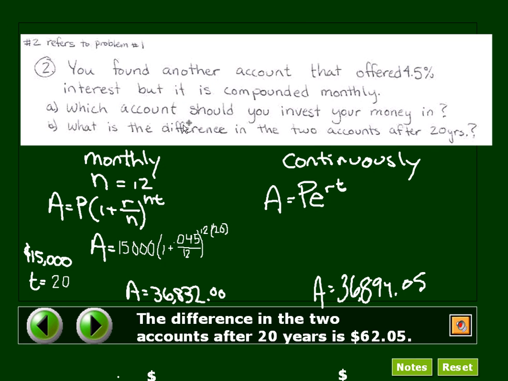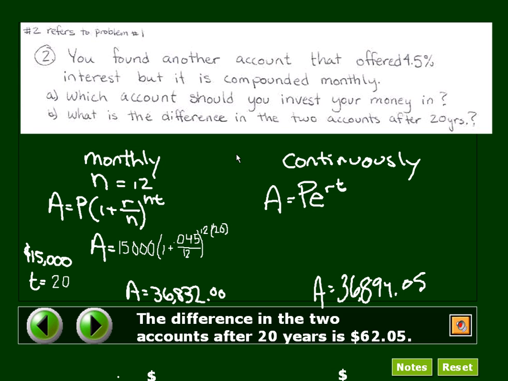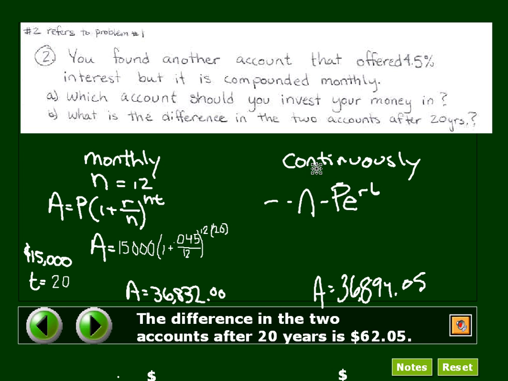Okay, so then we looked at this a little more complex problem. It referred to the same one in the beginning. So it's comparing what if we compounded monthly or compounded continuously. So when we're compounding continuously, you're going to use PERT.